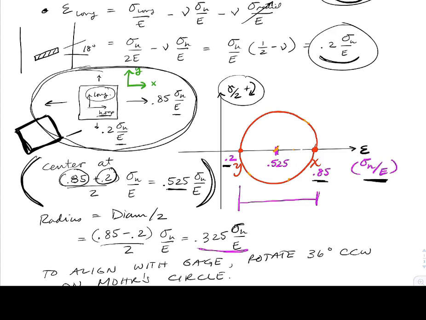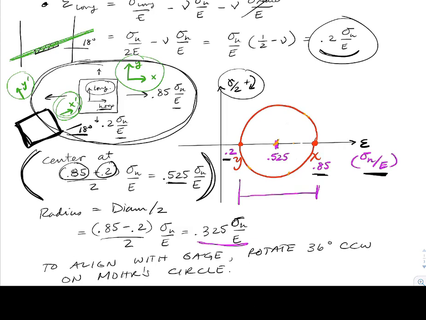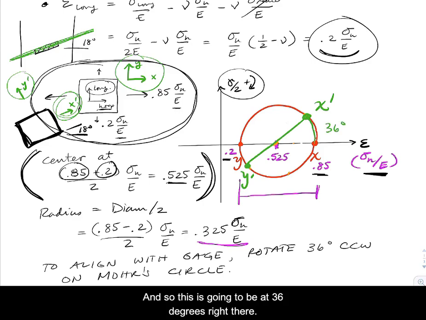at 18 degrees. And then, keeping close track of our axes, there would be x prime, y prime, rotating our axes. That would mean that the answer on the x prime face would have to be plus 280 microns. So on the circle, 18 degrees in real life is going to end up at 36 degrees. So there's going to be x prime. There now is the y prime. And so this is going to be at 36 degrees right there.